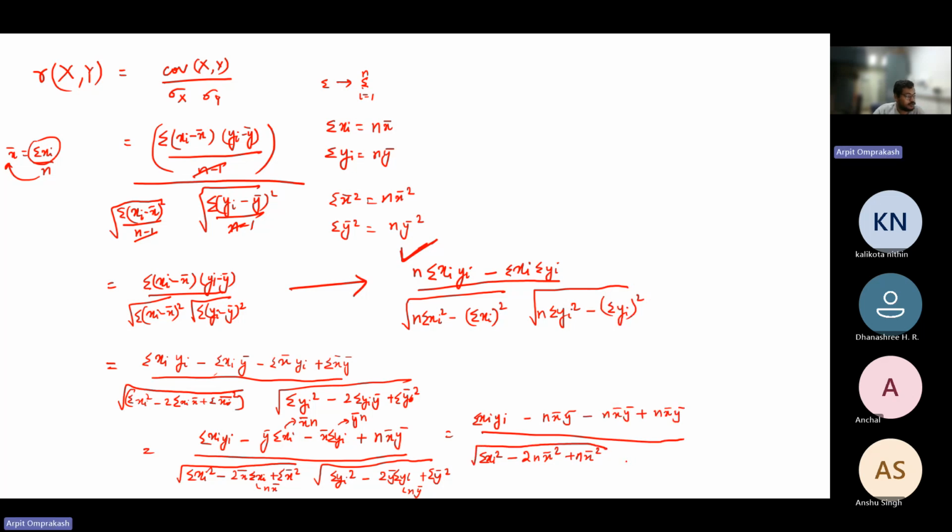Then this will be summation x square minus n by. Right. So here a lot of terms cancel out. This minus 2 and this minus 2 and this. So now we just have a single minus here. These two cancel out. So what we get is a much more simplified version.